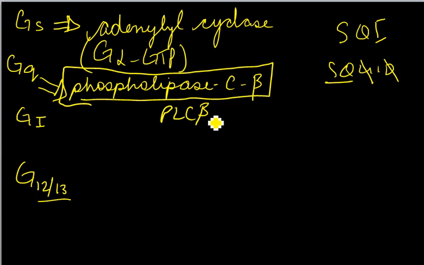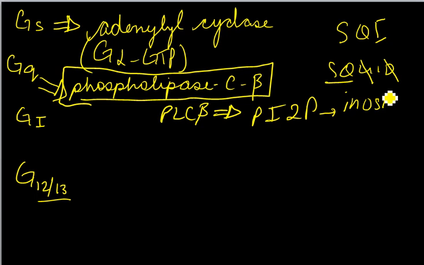It hydrolyzes phosphatidylinositol. It's a pretty big word, so I'm just going to call it PI. Diphosphate, PI2P, producing diacylglycerol and inositol IP3. Okay, inositol triphosphate. So that would be GQ.